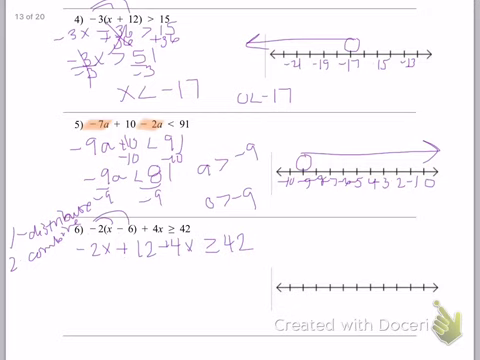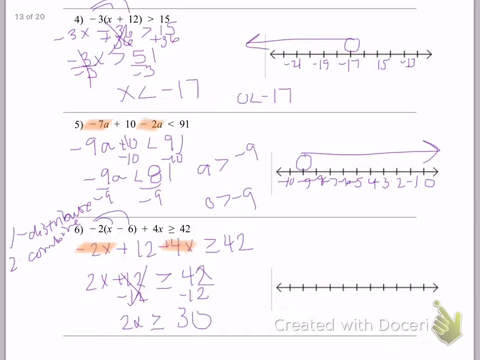So next step is to combine like terms. So we've got our -2x and our positive 4x. So -2 plus 4 gets you 2x plus 12 is greater than or equal to 42. There we go. So now we have to move over the 12. Since it's adding, you have to do the opposite. So you subtract 12 from each side. So you have 2x is greater than or equal to 30.